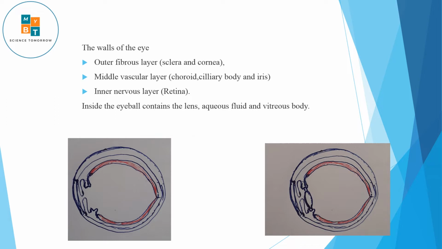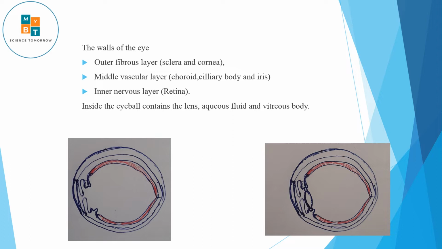It consists of a wall and the inside. The walls of the eye consist of three layers. The outer layer is the fibrous layer. The white color you can see outside is the sclera. And in front of the eye, we have a transparent area called the cornea. The light rays come through the cornea. So the first layer, the outer fibrous layer, is the sclera, and at the front is the cornea.